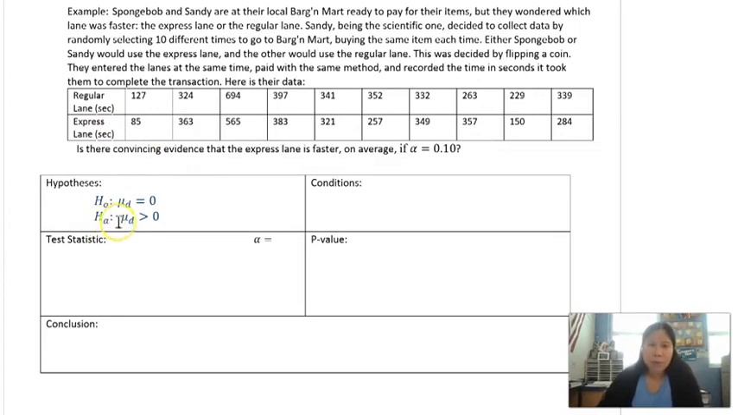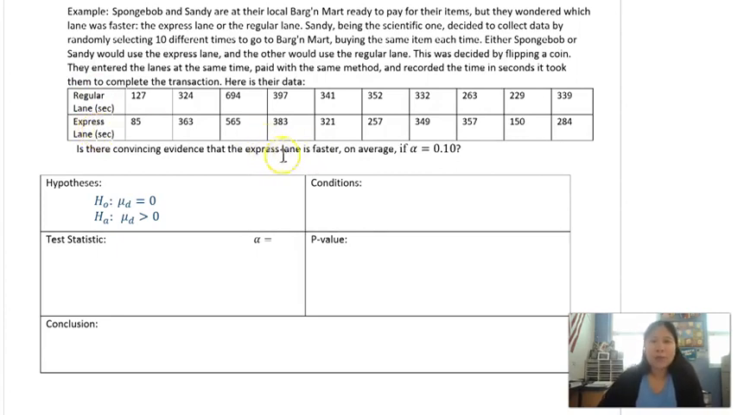For our alternative hypothesis, we're trying to find convincing evidence that the express lane is faster. So this part's a little bit tricky, because we know the number we're using is 0. The sign that we're using, whether it's less than, greater than, or not equal to, is trickier to decide, because when we subtract, we're usually going to do the top one minus the bottom one. So that means we're doing regular minus express lane for this problem.